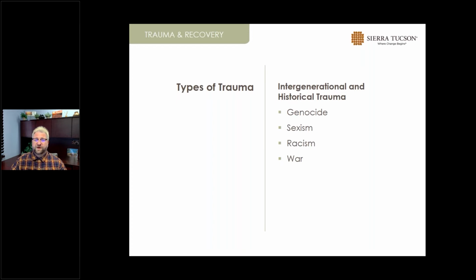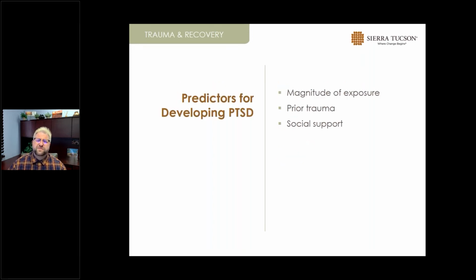And so we want to work to help mitigate that. We ask about predictors for developing PTSD when it comes to trauma. The predictors that come into play are the magnitude of exposure, is there prior trauma, and if so, how much, and what does social support look like?